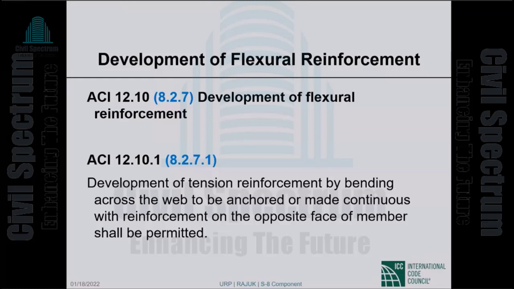Okay. So development of flexural reinforcement, as you see: development of tension reinforcement by bending across the web to be anchored or made continuous with reinforcement on the opposite face of the member shall be permitted.